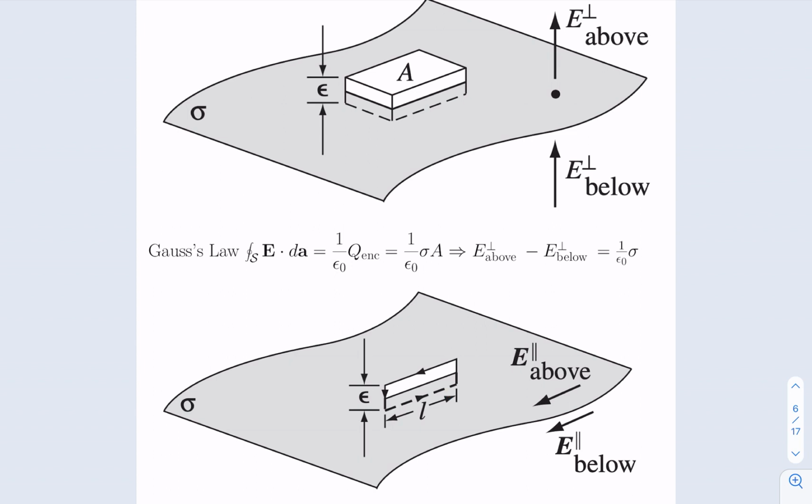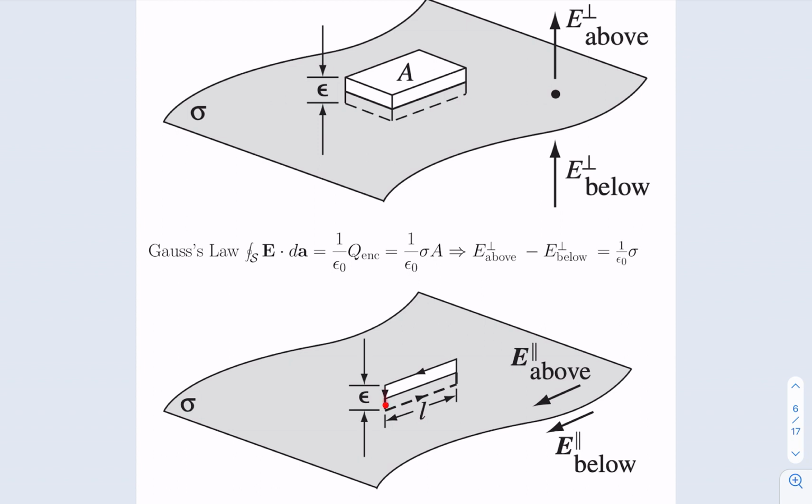And here the closed path we choose is a path that runs slightly above and dives down, and then runs back and then dives up. Here the height of this closed path also should be infinitely small, because we are interested in the field right above and right below this surface.